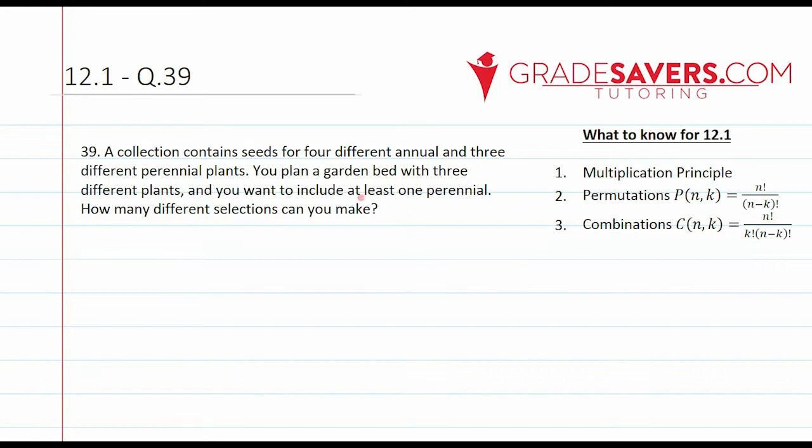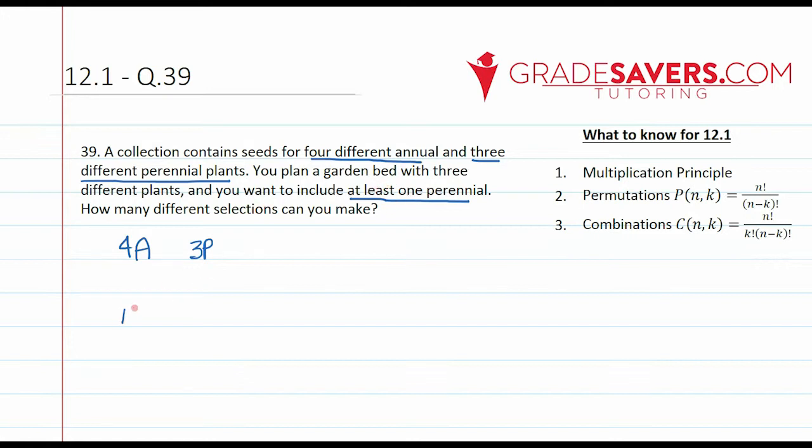So the key word here is at least 1 perennial, and we have 4 different annual and 3 different perennial plants. So 4 annual plants, and we have 3 perennial plants. And we want to choose a garden bed with 3 different plants, but at least 1 perennial.